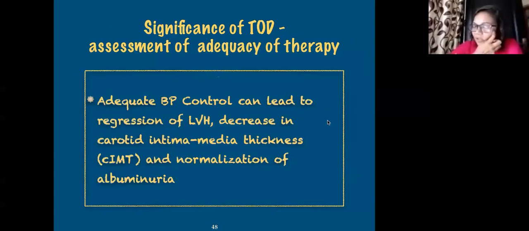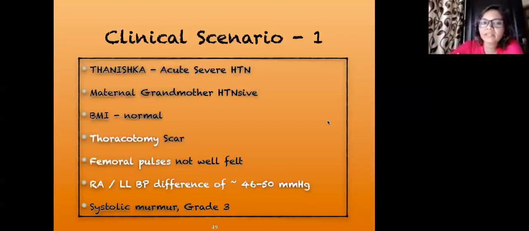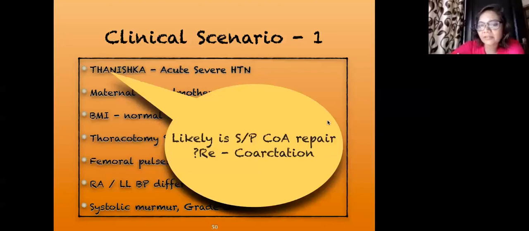So let us go back to our clinical scenarios. The patient number 1, Tanishka, you find a thoracotomy scar. Her femoral pulses are not well felt, and on upper and lower limb blood pressure measurement you find a difference of approximately 50 millimeters of mercury between the right arm and the lower limb. She also has a systolic murmur, which is grade 3. So what could be the possibility? She has a thoracotomy, so it could be a surgery done through thoracotomy, which is primarily coarctation of aorta in this setting, and likely she has developed recoarctation.